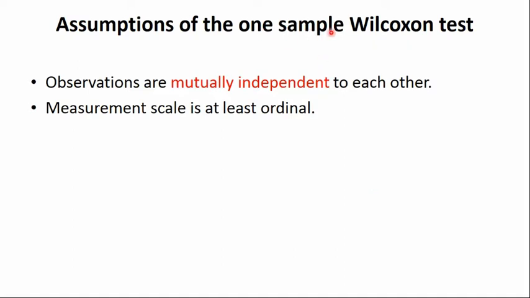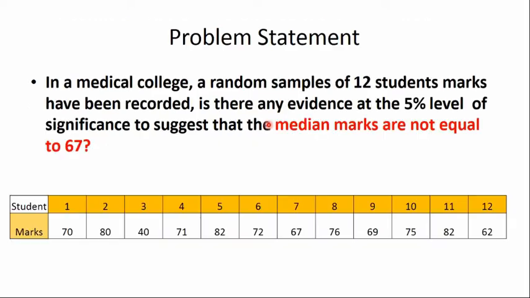Assumptions of the one sample Wilcoxon test. Observations are mutually independent of each other. Measurement scale is at least ordinal.